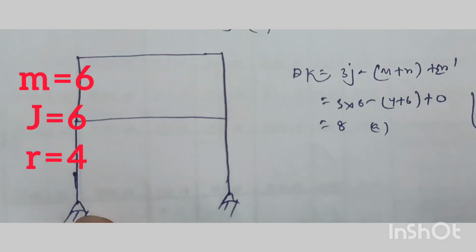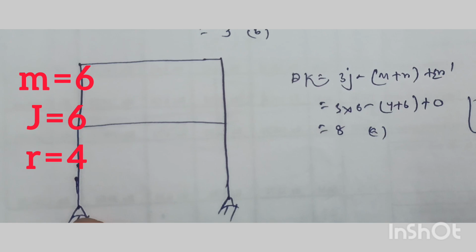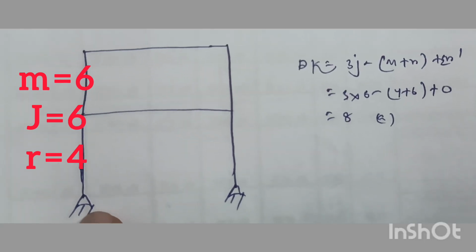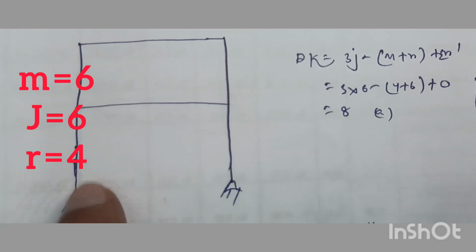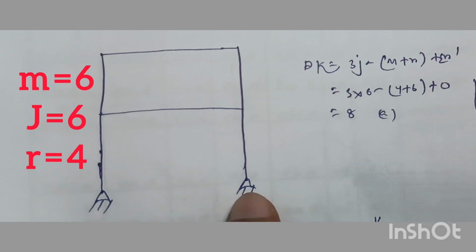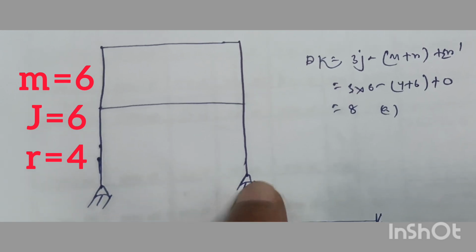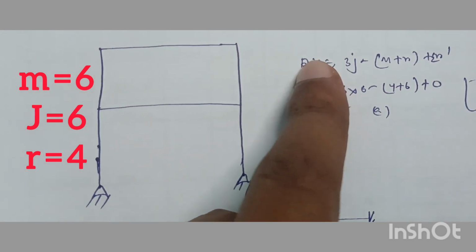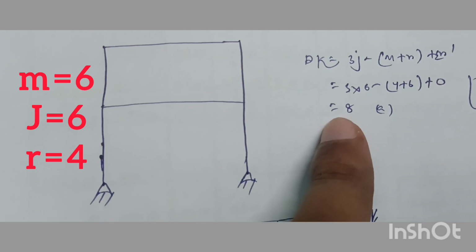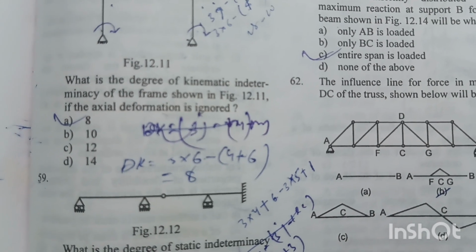We know at the hinge supports two reaction components occur, one vertical reaction and one horizontal reaction. So 2 for this hinge and 2 for this hinge, so r will be equal to 4. If we put all the values into this equation, we will get Ds equal to 8. Option A is the right answer.